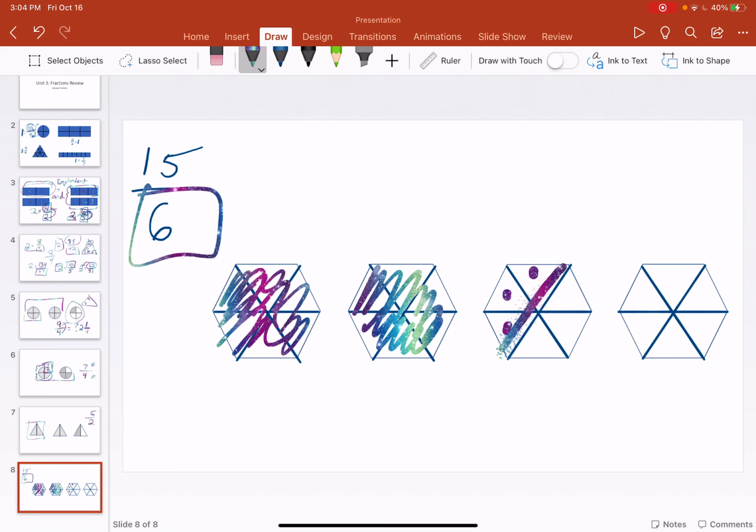So I know that I can just color half of this one. Now, why did I give you too many? Because I wanted to make sure you knew where to stop. Okay, so this would be 15/6 or 15 out of 6.